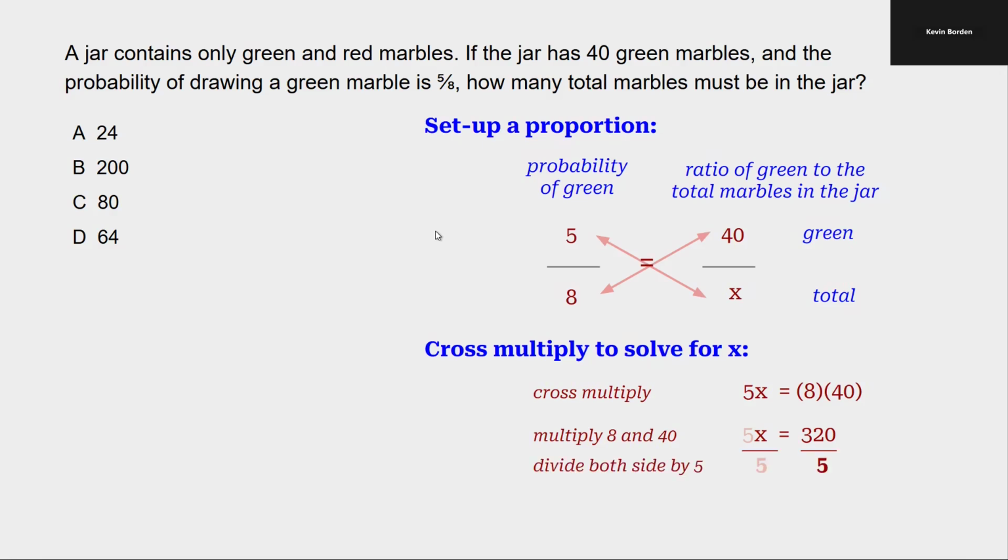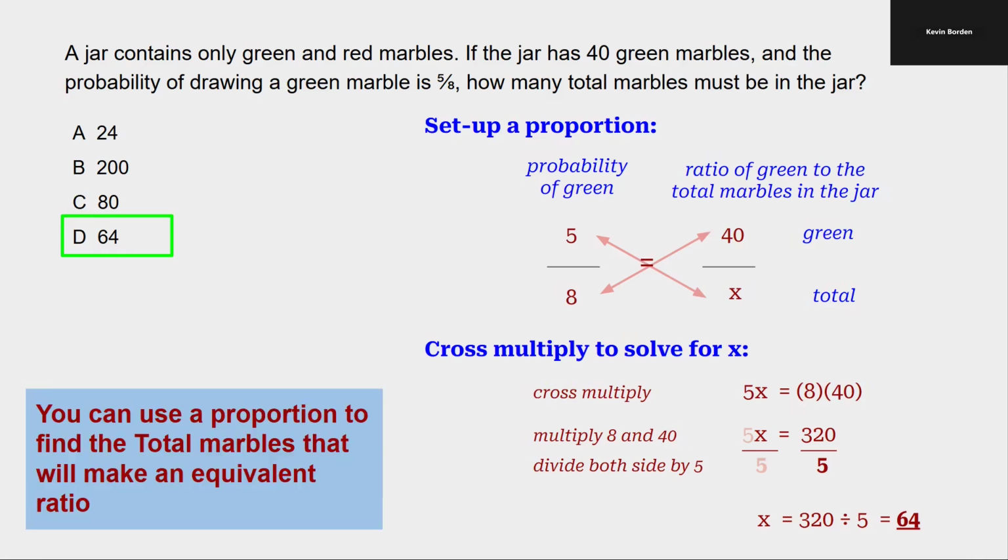And finally, we divide both sides by what x is being multiplied by. On the left side, those 5's cancel. And on the right side, we are going to divide 320 by 5. x is equal to 320 divided by 5, which is equal to 64. Answer D for this question, 64.